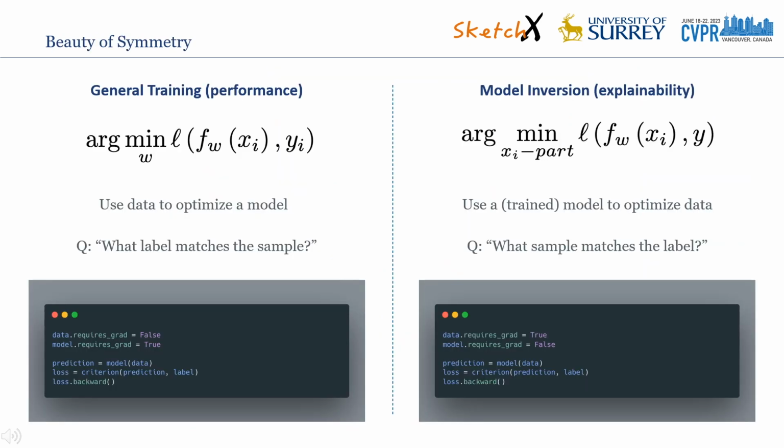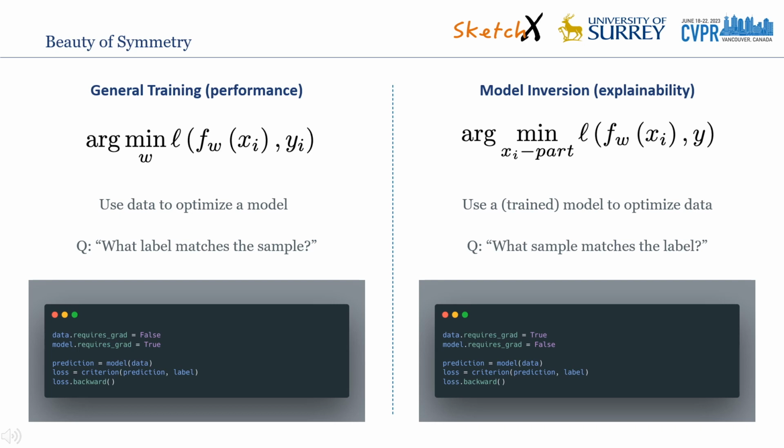It is often said that there is a trade-off between model performance and explainability. In my opinion, I find there is also a symmetry between them. Compared to general training, the inversion explanation is to exchange the roles of model and data. The general classification is that we give a question to the classifier: what label matches the sample? In contrast, the explanation process is another question to the classifier: what sample matches the label?